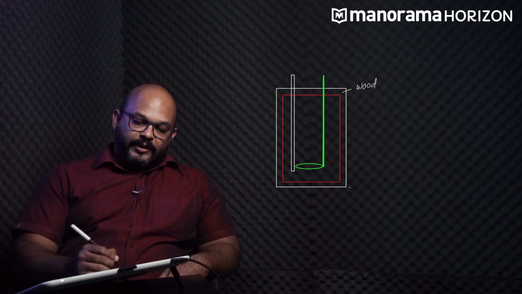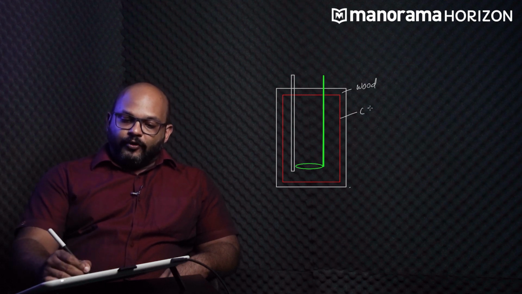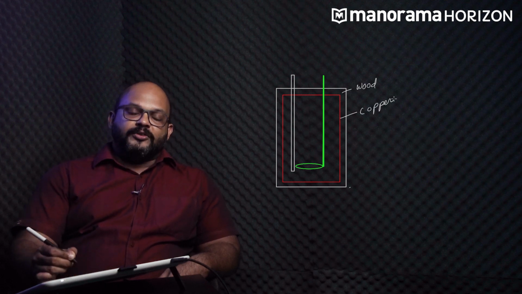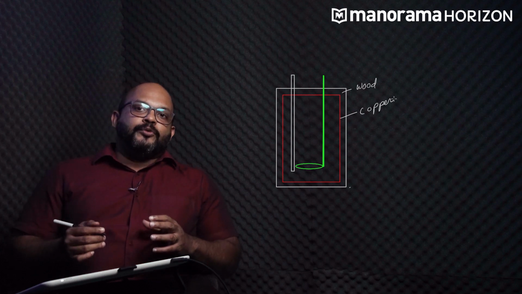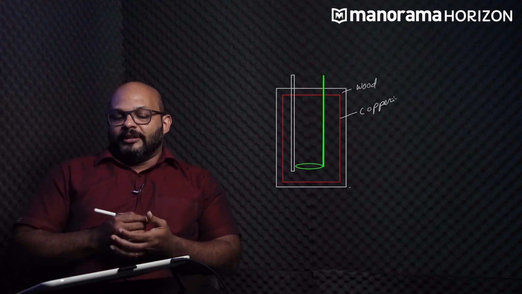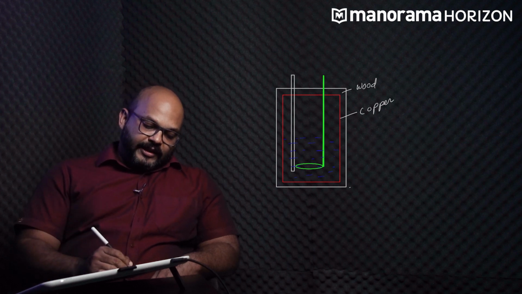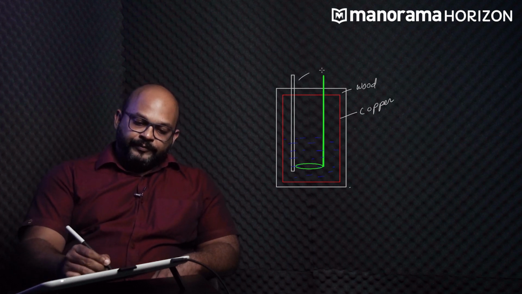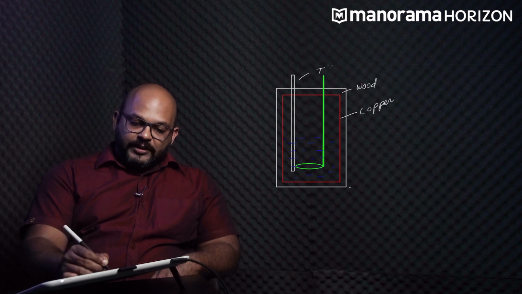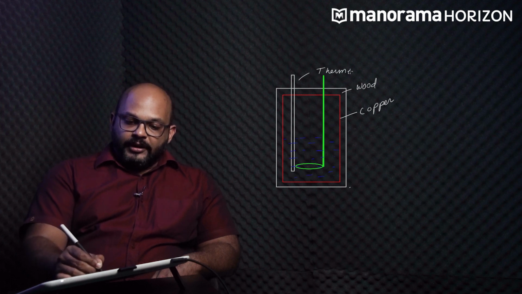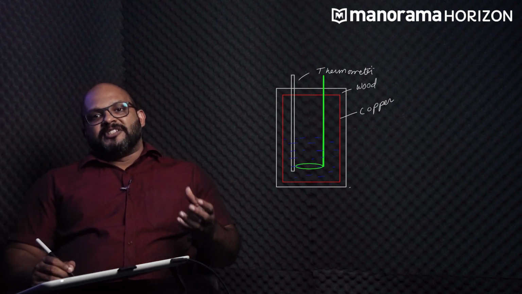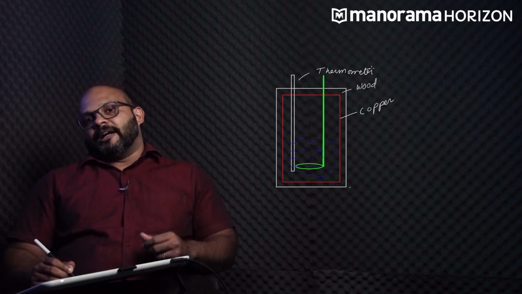So here we also have an inner container made of copper, which actually holds the water that we are going to use as our reference material. So let's fill it up with water. There we go. And here we have a thermometer, which will tell us the actual change in temperature based on the material and the temperature at which that material is kept inside this apparatus.